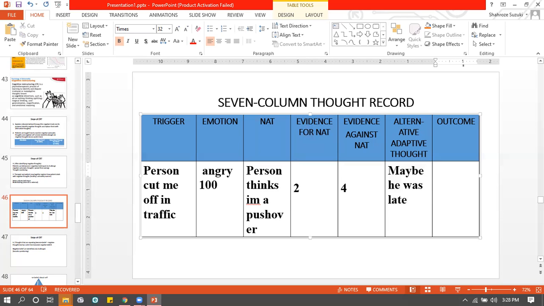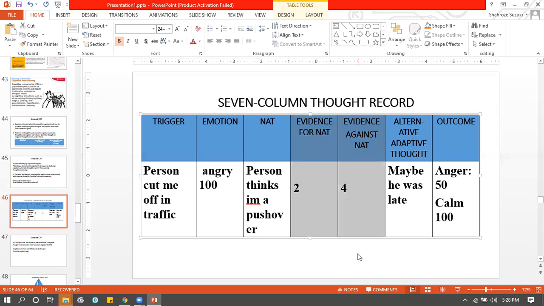Your anger reduces by, let's suppose, 50%, and you feel calm 100%. So that's the outcome. The person identifies the negative thought, analyzes it, finds evidence against it, and then changes it by having an alternative thought so that the person may have a positive outcome. And that's what CRT is basically.